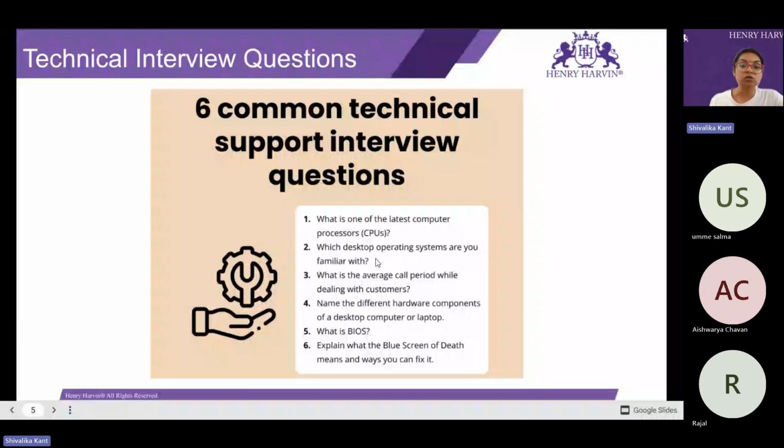Understand the question fully before you answer. Very, very important. So this is for a particular industry. For example, what is one of the latest computer processors? Name the different hardware components of a desktop or laptop. We cannot make it only for one specific industry, it depends on the type of work you have. In software also, you might be working at different levels, so the questions differ.